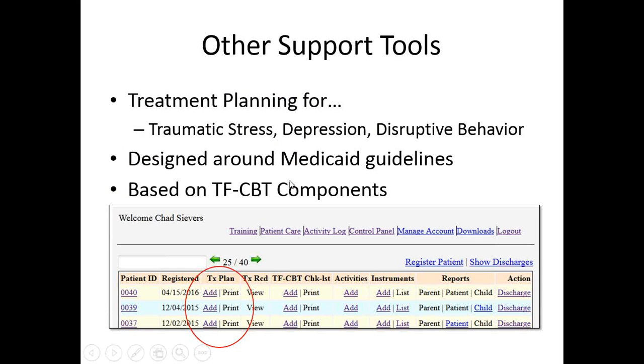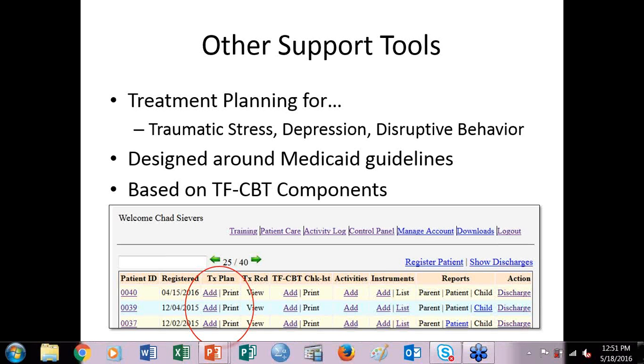The other thing that we have, that we don't mention too much, is that we've also developed a treatment plan, and we designed this around the Medicaid guidelines. So, coming up with goals, measurable goals and objectives, things like that. You can download all of our goals and objectives and use them and get ideas from them. The three problems they look at addressing are dealing with traumatic stress, depression, and disruptive behavior. And so that's where the treatment plan is.